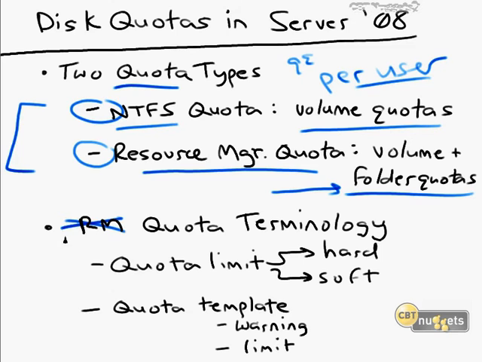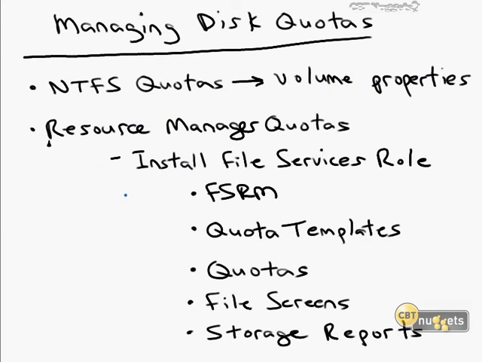Quota terminology in general is a point of review. We know that quota limits are either hard or soft. Hard means that the user or group cannot save any more data to that volume or that folder once they hit their hard quota limit. Soft means that a notification is raised when the user or group hits their quota limit, but they can still go beyond it. It's up to you and your organizational structure which way you want to go. A quota template is a reusable construct that defines a warning level and an upper limit. Simple as that.